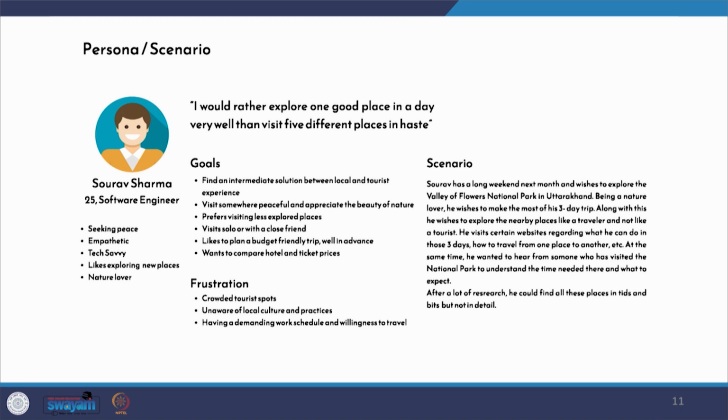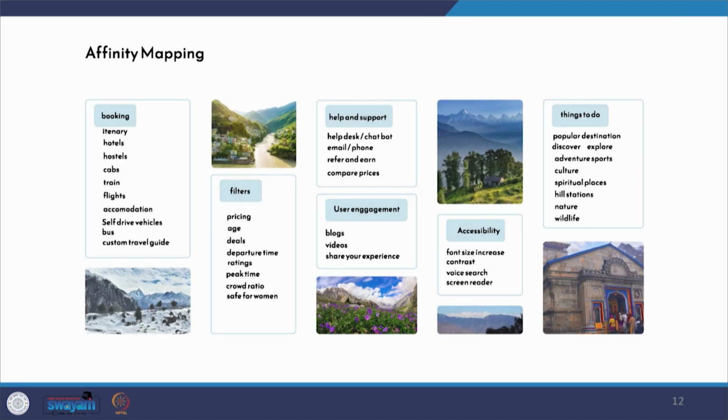So now we have created the scenario. If you recall the previous lectures, we created a persona, then we created a scenario, and that helped us to identify the goals of the persona. Now the scenario here is that Saurav has a long weekend next month and wishes to explore the Valley of Flowers National Park in Uttarakhand, and he wants to make the most of his 3-day trip. So looking at the scenario, we can again refine the goals of this particular persona.